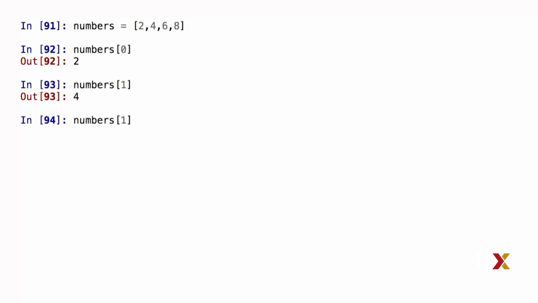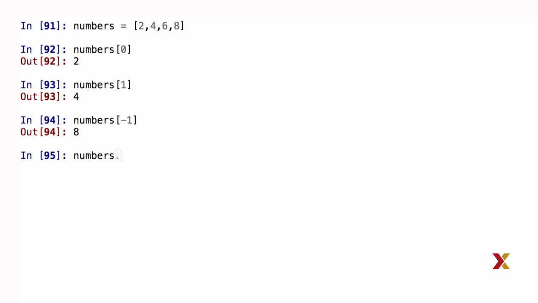Now if I wanted to find out what is the very last object on my list, I can count positions from right to left, and that means I have to use negative indices. So if I type numbers -1, Python tells me the very last element of my list is the number 8.